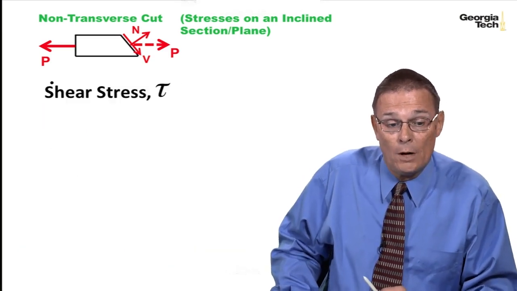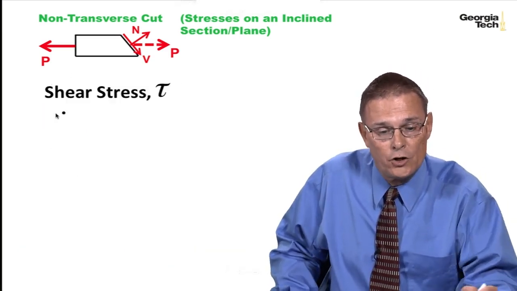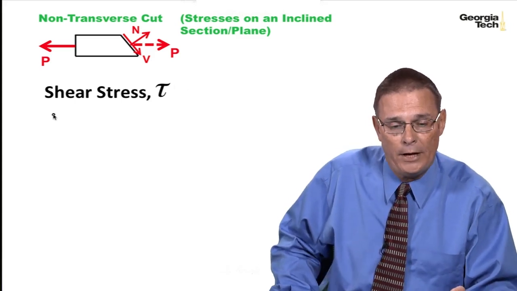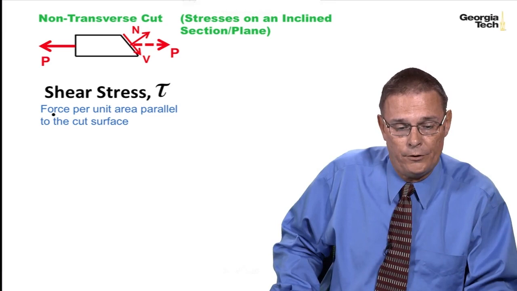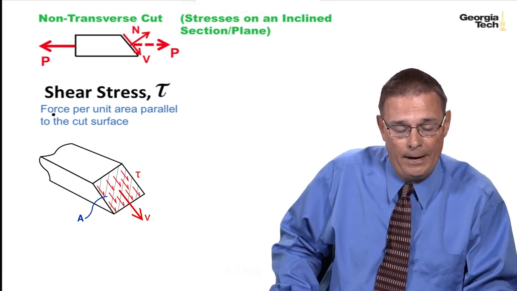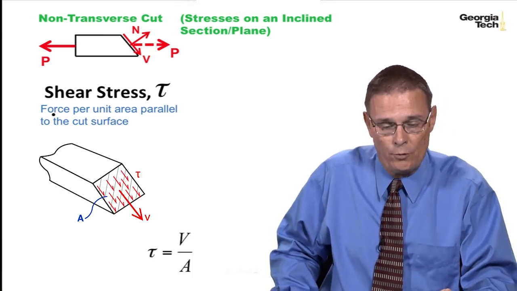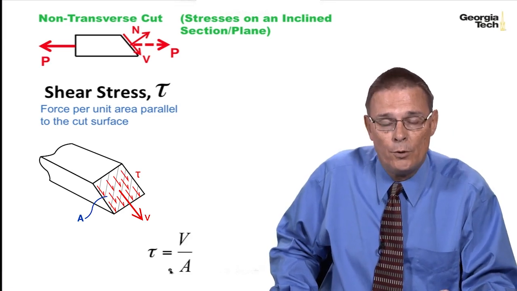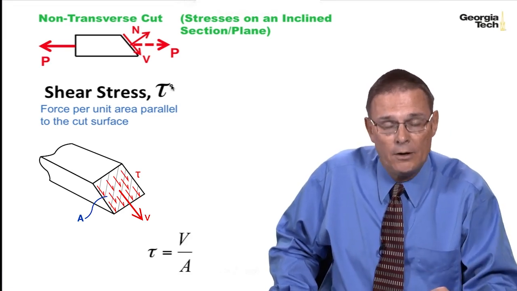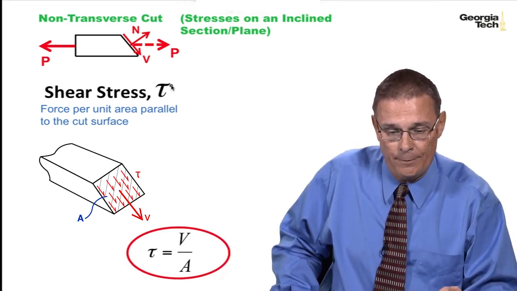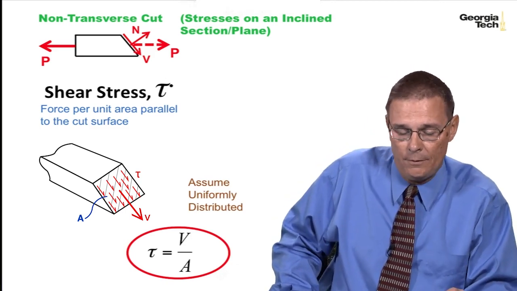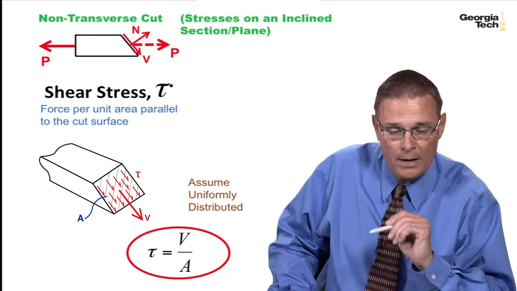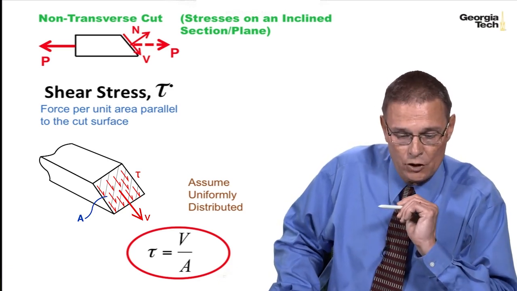In addition to the normal stress, we also develop something called shear stress, and it's given the symbol tau. And it's the force per unit area parallel to the cut surface. And here again is a graphic of that. And so the shear stress is equal to the force V divided by the cross-sectional area. And again, we're going to assume that it's uniformly distributed across the section, and so therefore it'll be the average shear stress.